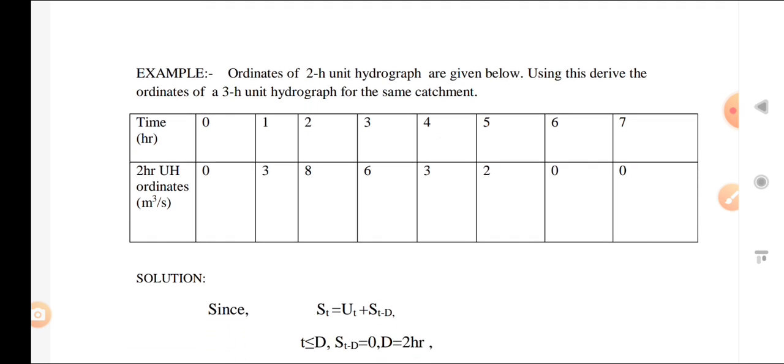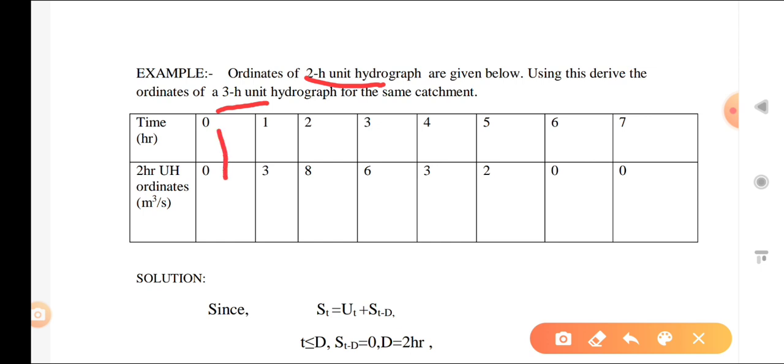So here you can see the ordinate of the 2 hour unit hydrograph is given, and we have to find the 3 hour unit hydrograph. The corresponding values are given. For time 0 the unit hydrograph ordinate is 0, for 1 it is 3, for 2 it is 8, for 3 it is 6, for 4 it is 3, for 5 it is 2, for 6 it is 0, and for 7 it is 0.